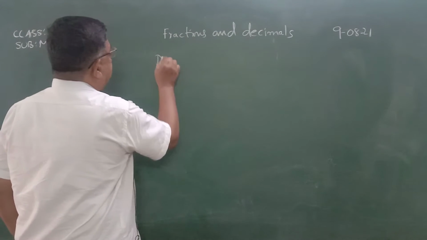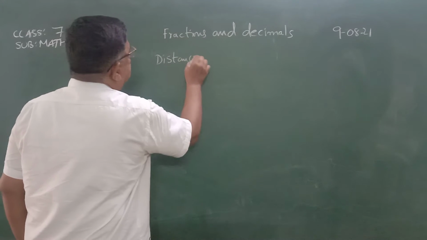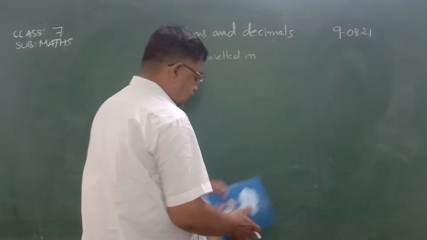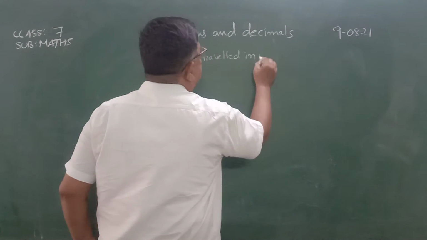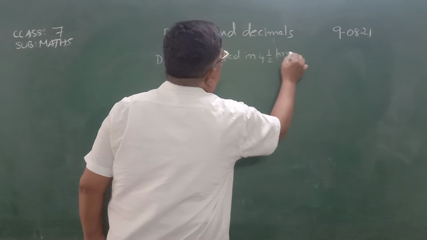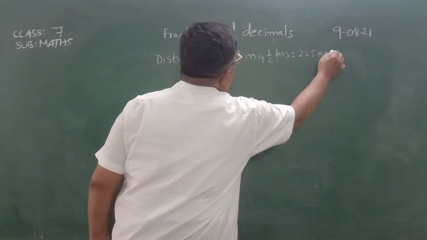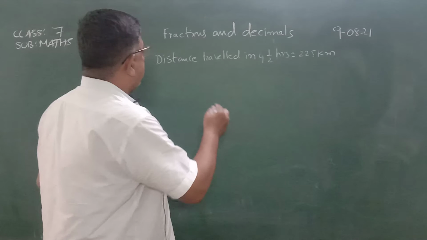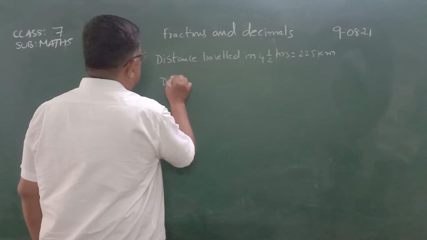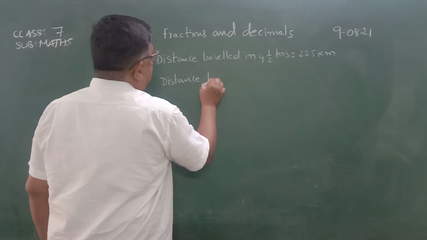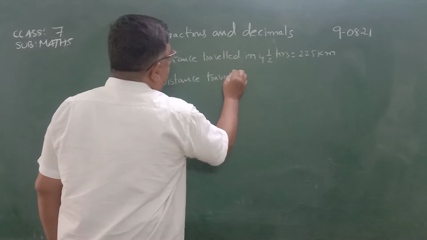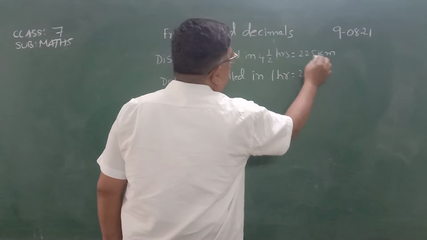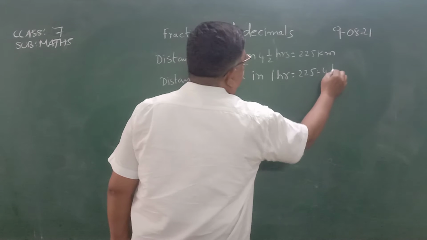So the distance traveled in 4.5 hours is equal to 225 kilometers. The distance traveled in 4.5 hours is 225 kilometers. We want to find the distance traveled in 1 hour. Distance traveled in 1 hour is equal to the total distance divided by the time, 4.5.